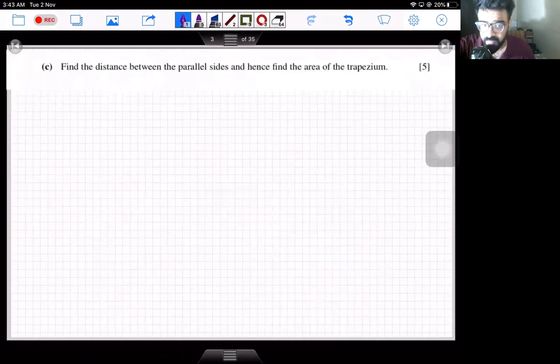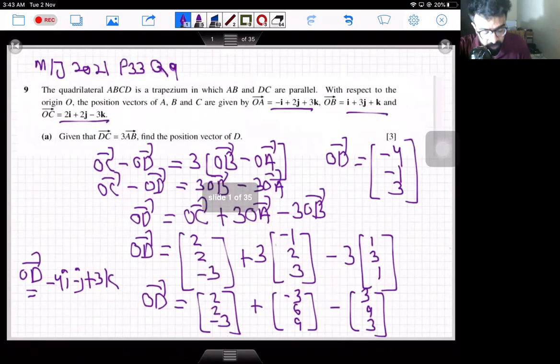Now in part C, find the distance between the parallel sides and hence find the area of the trapezium. All right. So first of all, what you know is that AB and DC are the parallel sides of this trapezium.